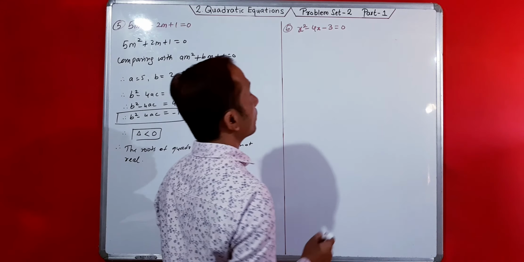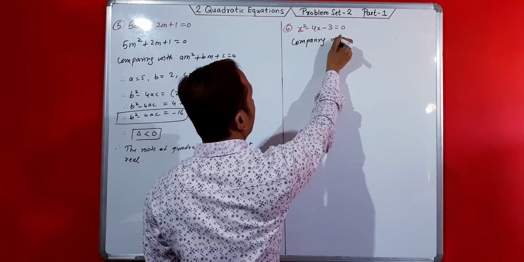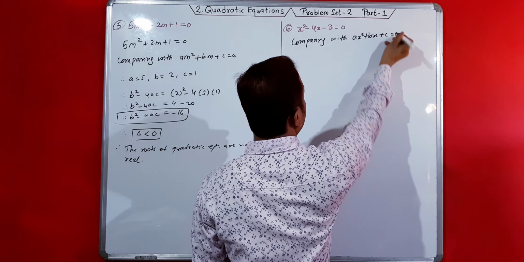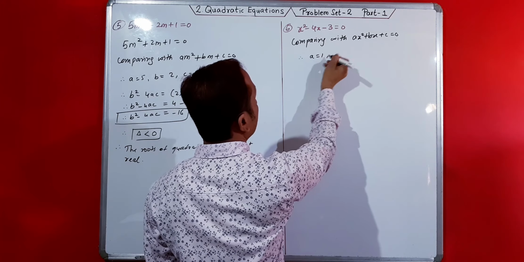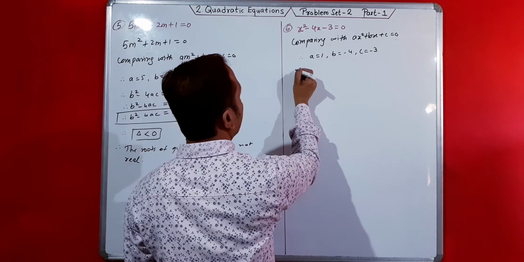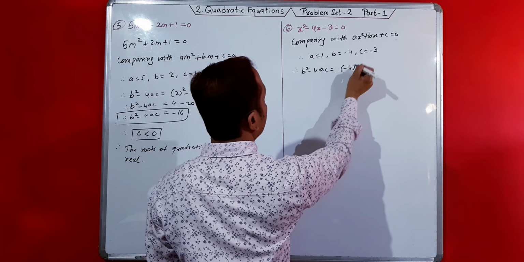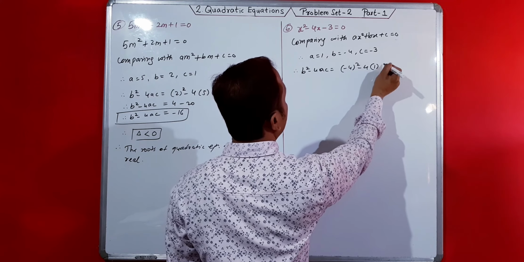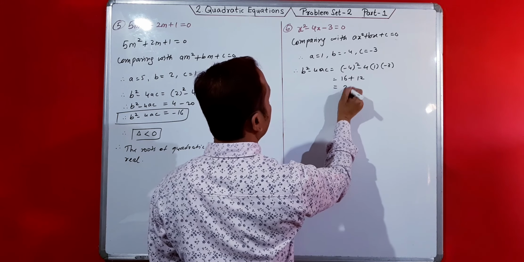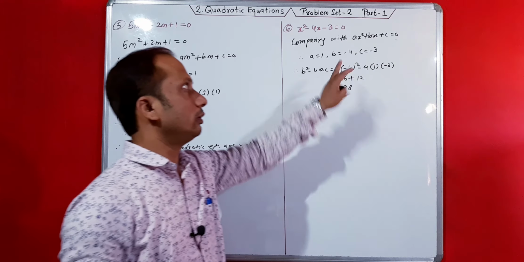x square minus 4x minus 3 is equal to 0. Therefore comparing with x square plus bx plus c is equal to 0, A is equal to 1, B is equal to minus 4, and C is equal to minus 3. Therefore b square minus 4ac is equal to minus 4 square minus 4 into 1 into minus 3. So it is 16 plus 12, and this is 28.